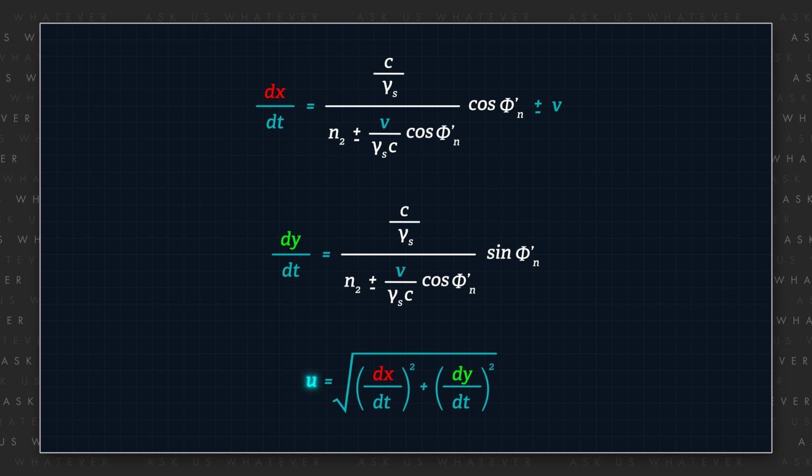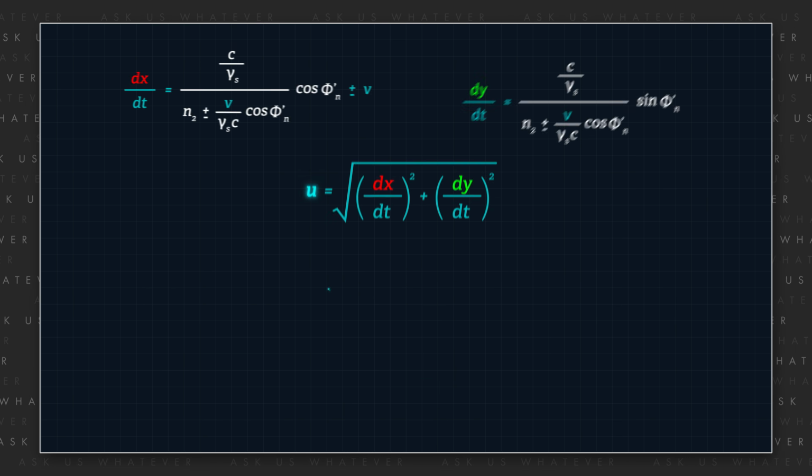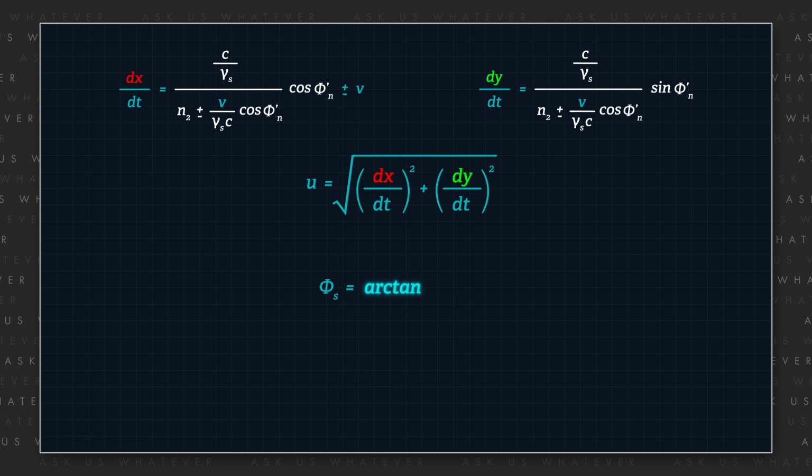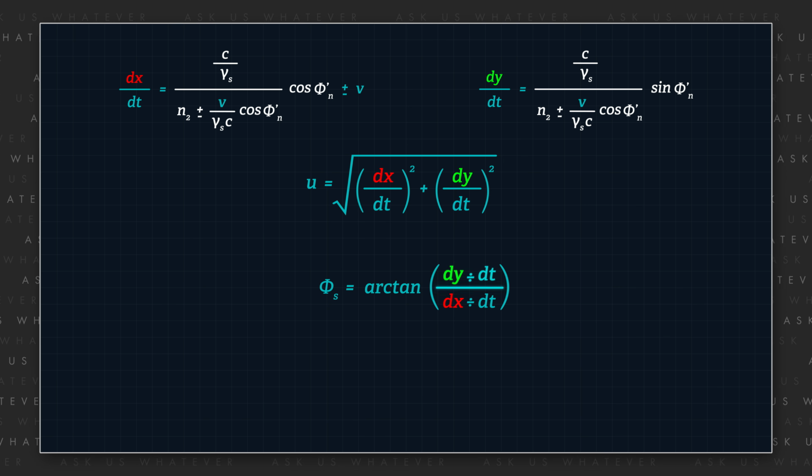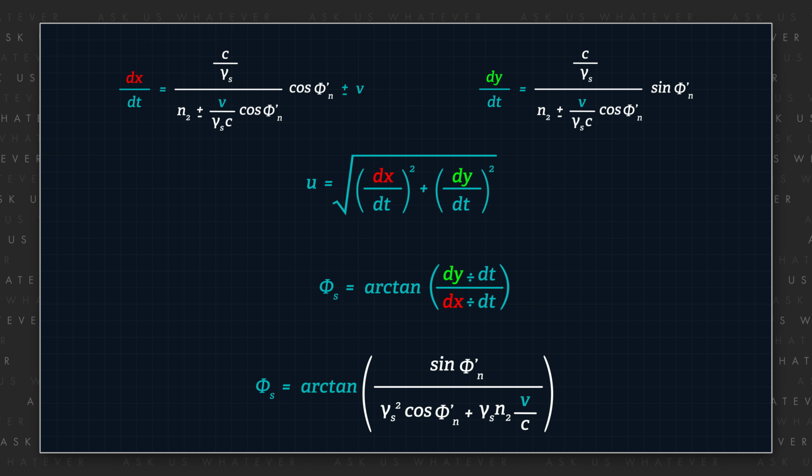Finally, total speed u of light passing through frame s is the square root of the sum of the squares of the x and y components of frame s speed. We can solve for the direction of the light signal vector u in frame s by taking the inverse tangent of the ratio of the y component of light speed divided by the x component of light speed. This angle, which I call phi sub s, can also be obtained directly with the following formula. The sine of the complement of the Snell angle divided by gamma s squared times the cosine of the complement of the Snell angle plus gamma s times the refractive index of the moving medium times the ratio of frame S prime speed divided by c.